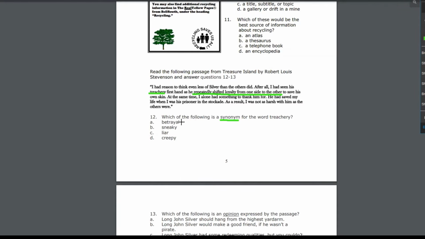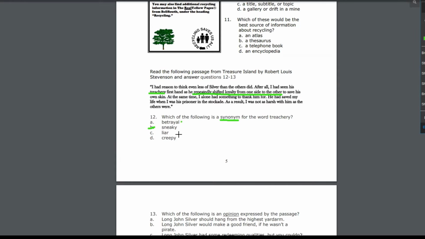I made a mental note, like, I think this is the answer, but let me go through and double check. So we look at the word sneaky. I don't really think he was sneaky, because he said he saw it firsthand. It was right in his face. That was my clue to let me know he isn't sneaking to do it. He's just doing it. So that was out.